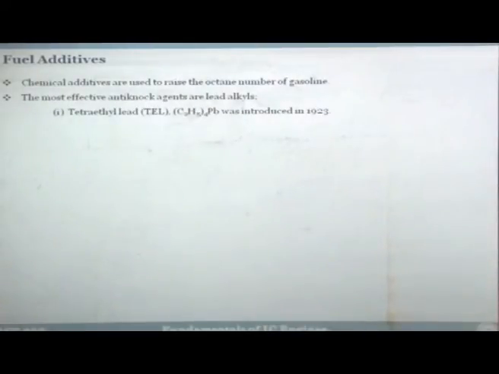And the most effective anti-knock agents are lead alkyls, such as tetraethyl lead and tetramethyl lead, and these have been banned because there is a lot of lead. Okay. So this was introduced in 1923, tetramethyl lead was introduced in 1960. Now they are banned all over the world because the lead is put into the ambient air and this is inhaled by children and adults.